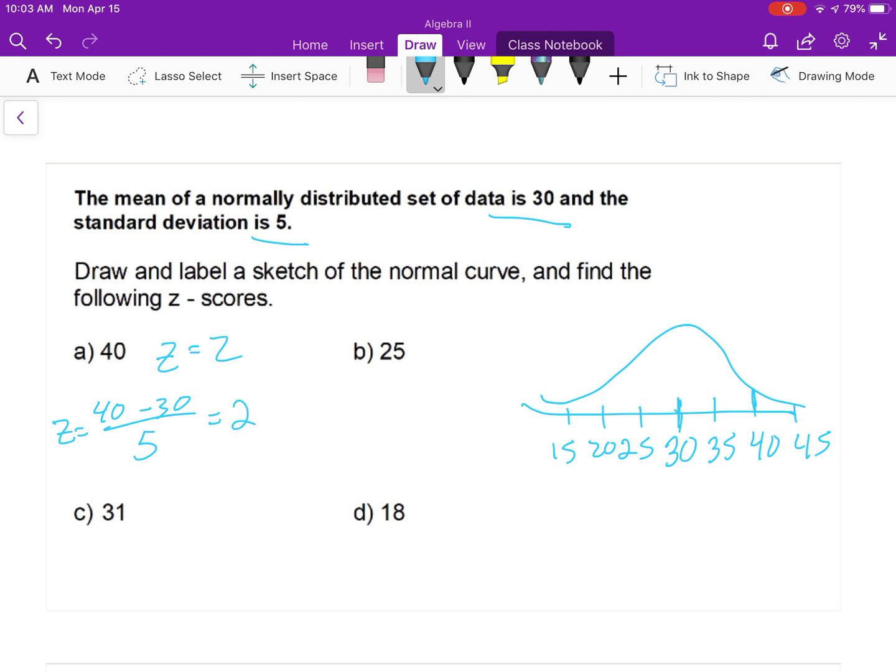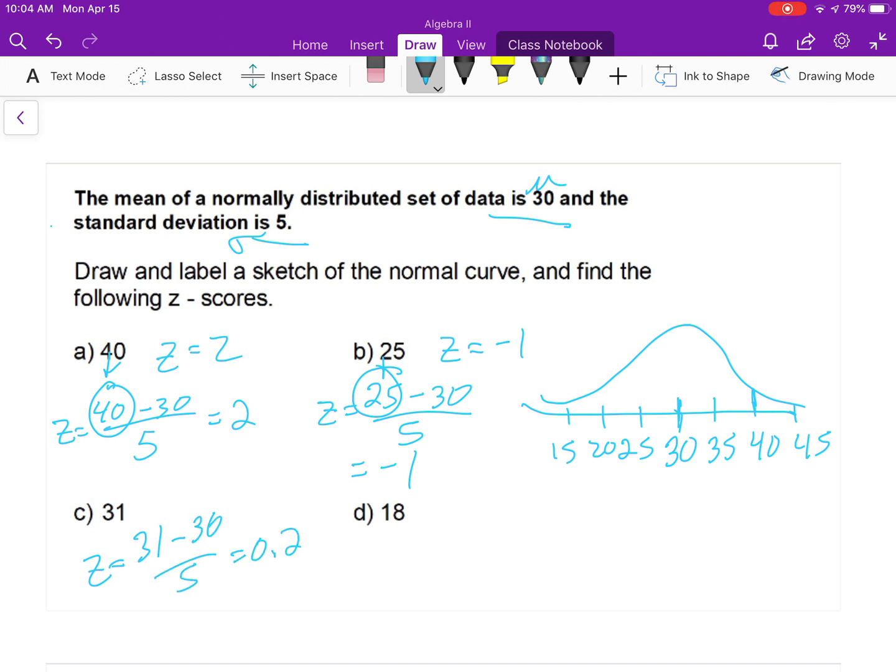Okay, 25. Looks like I went 1 down, so my Z-score is going to be -1. Here's how that actually calculates out: 25 minus 30 over 5, so -5 over 5, so that's a Z-score of -1. See how the 40 and 25 change, but the 30 and 5 stay the same, because 30 is my mean and 5 is my standard deviation. So my Z-score of 31 would be 31 minus 30, so 1 over 5, which is 0.2. Z-score of 18. Now 18 is below my average, so I'm thinking I'm going to get a negative number.